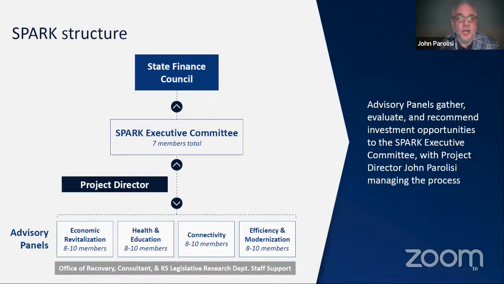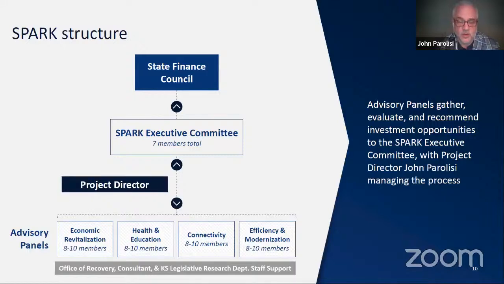So just structurally, this is where the advisory panels sit within the entire process. The four advisory panels are meant to be the groups that are creating the recommendations for those areas that would go to the Spark Committee, for the Spark Committee then to make some trade-offs around creating an integrated set of priorities to go to the State Finance Council for approval.